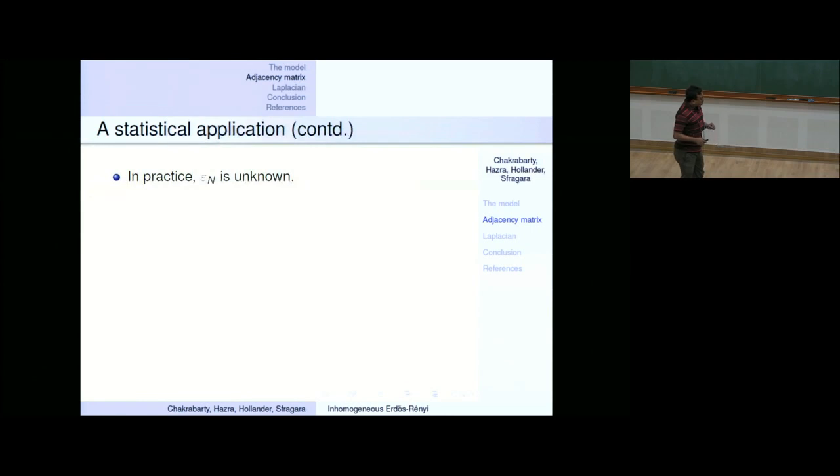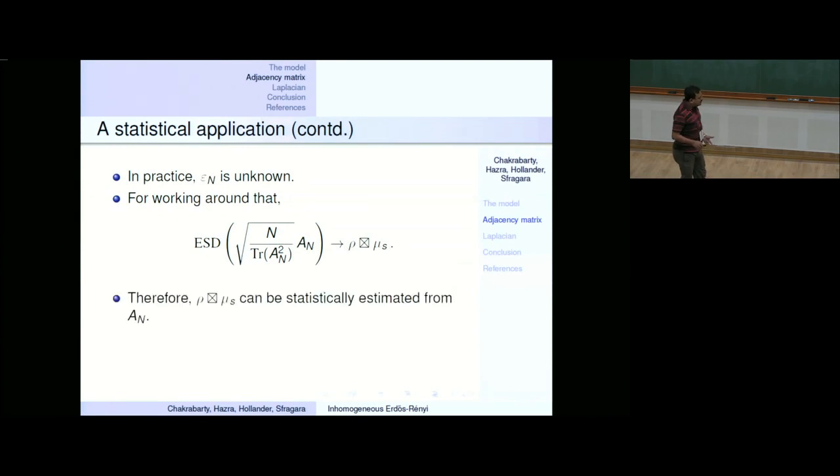There's one small problem in that epsilon_n is unknown, so that has to be worked around. If you look at square root of n divided by trace of A_n squared, then that helps us get rid of epsilon_n. So this helps us estimate rho box times mu_s. And in particular, what can be estimated are the moments of rho box times mu_s, by the law of large numbers.